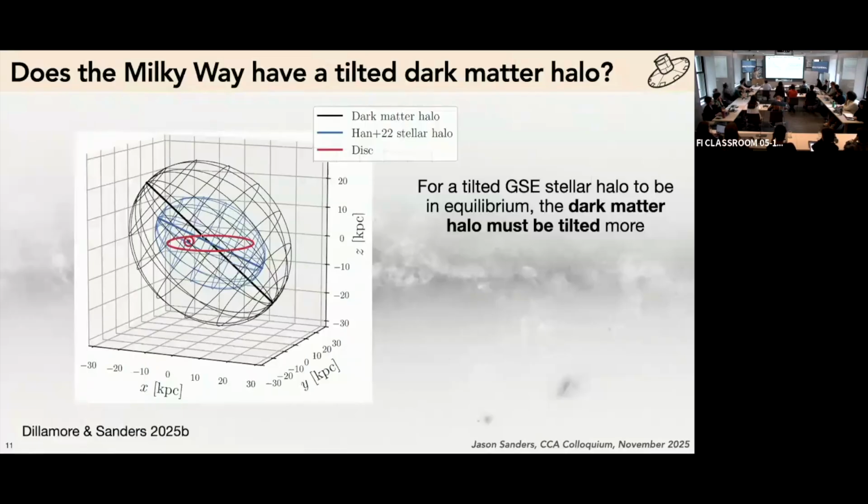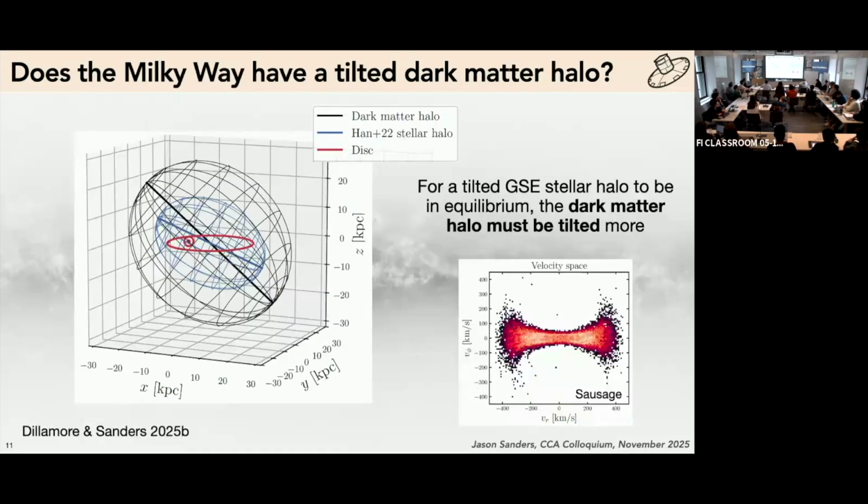The way to do this was to put the dark matter at an even more tilted angle. That's because when you combine the dark matter potential with the disk potential, then roughly the major axis of that potential aligns with the blue distribution. So this is a kind of neat way to solve this problem. But it does make fairly strong statements about what the dark matter must look like around the Milky Way.